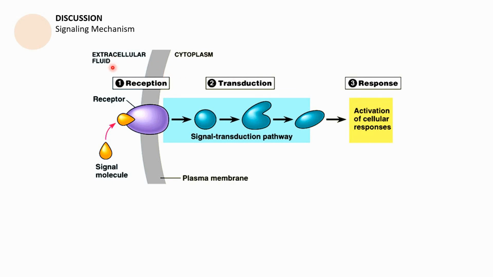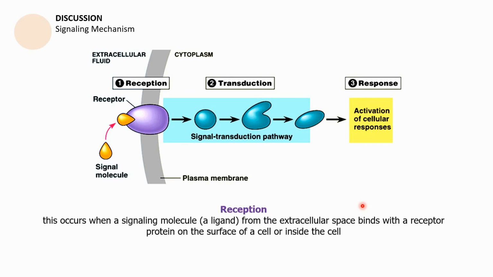Ayan. So, yeah. Now, the first step for the signaling mechanism is going to be reception. Okay, so reception occurs when a signaling molecule, a ligand from the extracellular space, binds with a receptor protein on the surface of a cell or inside the cell. Actually, pwede rin mangyari yun. Okay? Pwede yung receptor nasa loob na siya ng cell. But one thing's for sure, when reception happens, laging merong ligand na nababind sa isang receptor. Okay, I hope that is clear.